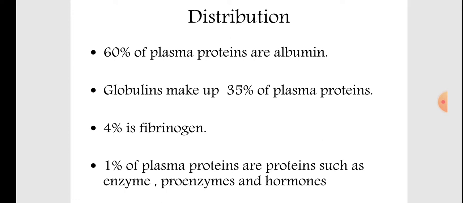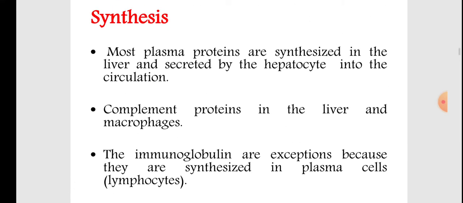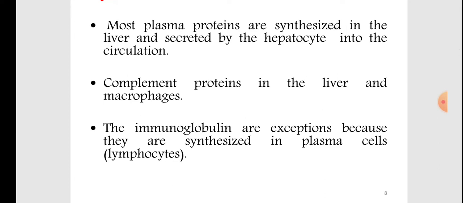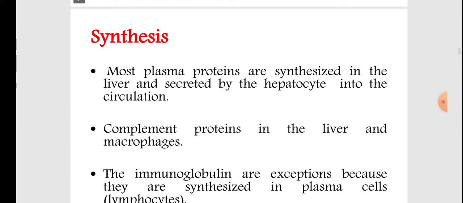When we talk about protein distribution, albumin forms the bulk of plasma protein: 60% of plasma protein is albumin, 35% globulins, 4% fibrinogen, and 1% enzyme, proenzyme, and hormone. The synthesis of plasma protein: most plasma protein is synthesized in the liver and secreted by the hepatocyte into the circulation. Complement protein is made in the liver and the macrophage. The immunoglobulins are an exception because they are synthesized in the plasma cell, which is known as a lymphocyte.